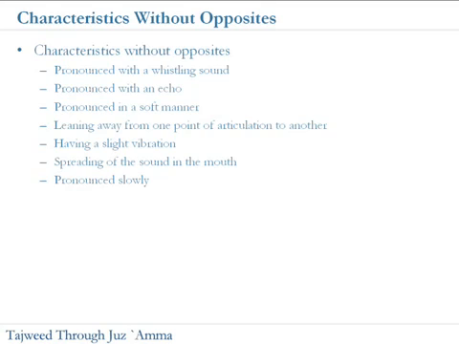letters which are pronounced with an echo sound, and again we'll have a separate lesson on the echo sound, pronounced in a soft manner, so that was the soft consonants that we cover in the lesson on soft consonants. Then we have leaning away from one point of articulation to another, having a slight vibration, spreading of the sound in the mouth, and pronounced slowly. And now we're going to go through all of these characteristics with groups of letters that fall into them and explain them in a bit more depth.